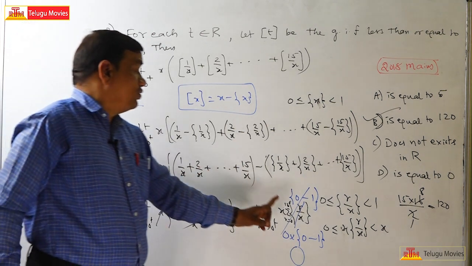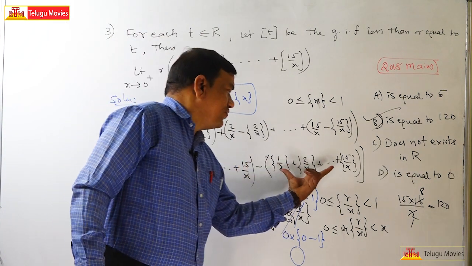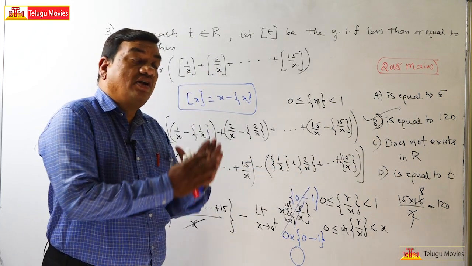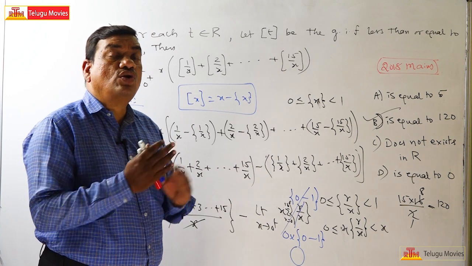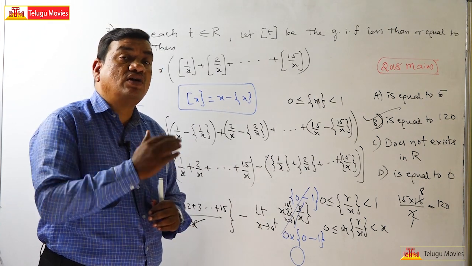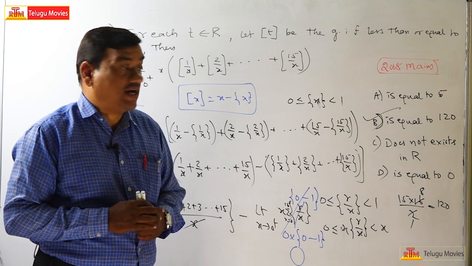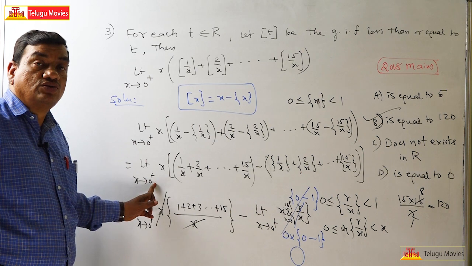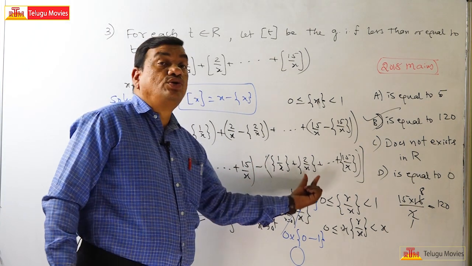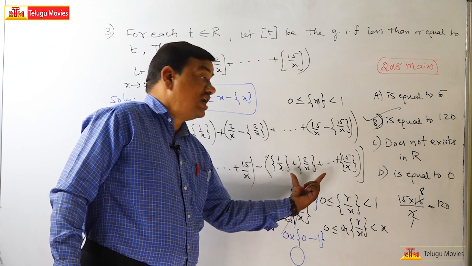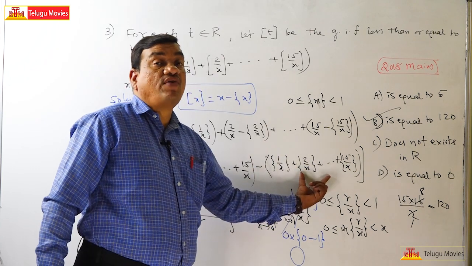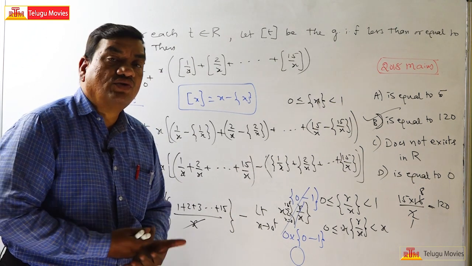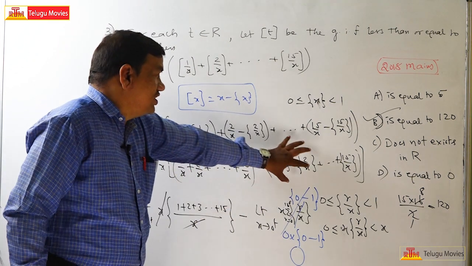Here you must be very careful. Why? Because if you add all these fractional parts, they lie between 0 and 1, that is, less than 1, 0 point something. You are multiplying with x, and x already approaches 0. So 0 into a finite value, it is not an infinite value, whatever it may be, 0 point something, a finite value. Therefore 0 into a finite value is 0. So this will become 0.